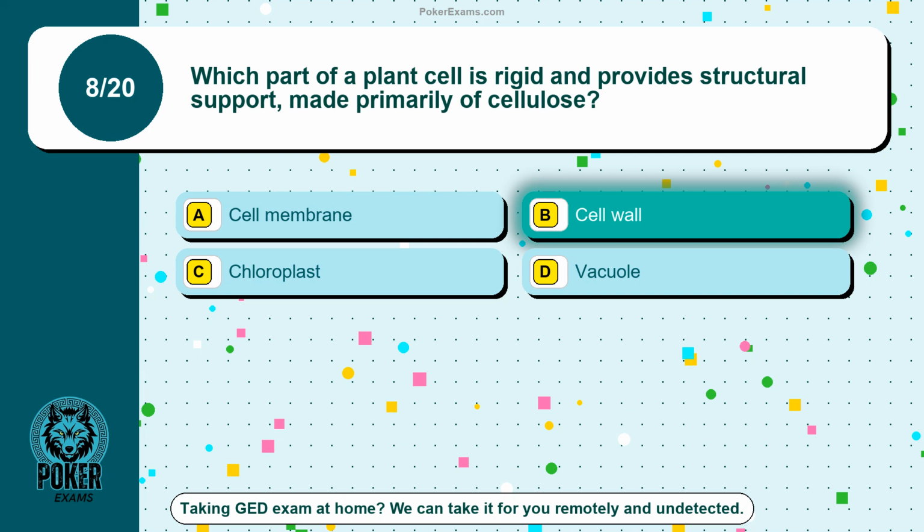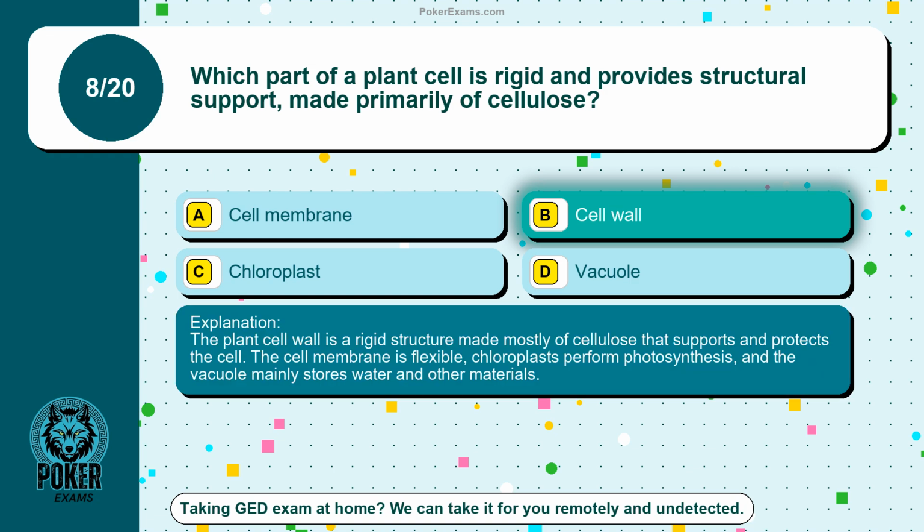The correct answer is option B. Cell wall. The plant cell wall is a rigid structure made mostly of cellulose that supports and protects the cell. The cell membrane is flexible, chloroplasts perform photosynthesis, and the vacuole mainly stores water and other materials.